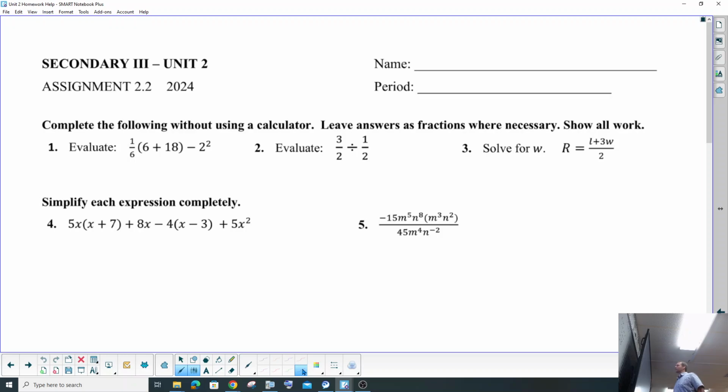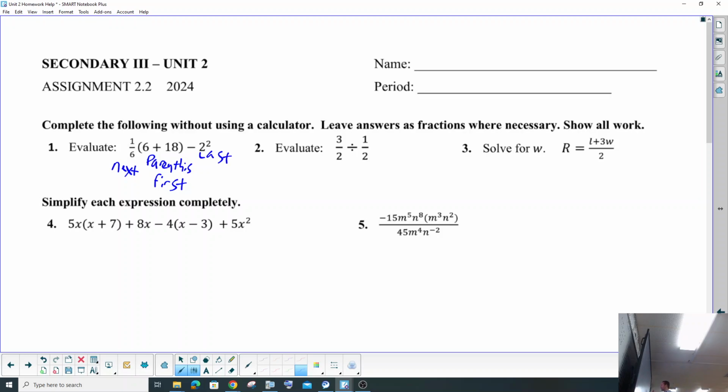Okay, so don't forget order of operations first. This is actually parentheses first, so do that first. Then multiplication next. And then squared and subtraction last.